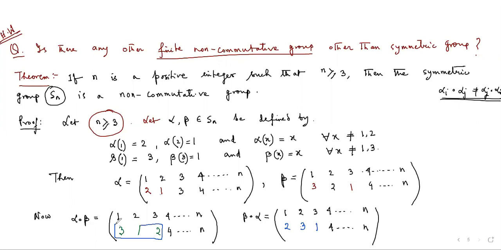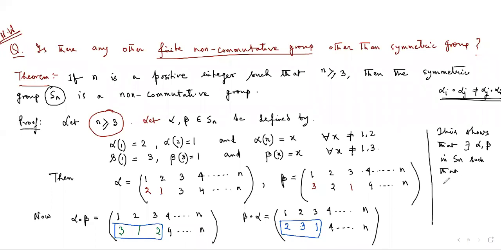Here I have got this element and here I have got this element. The rest of the elements are the same, but here is a change. You got 3, 1, 2, and we have got 2, 3, 1. So obviously, this shows that there exist alpha, beta in Sn such that alpha dot beta is not equal to beta dot alpha.